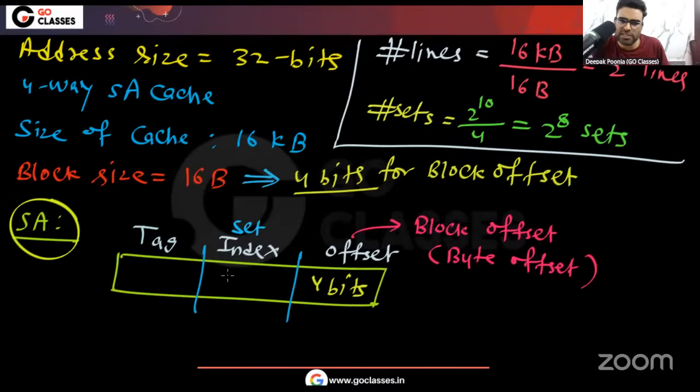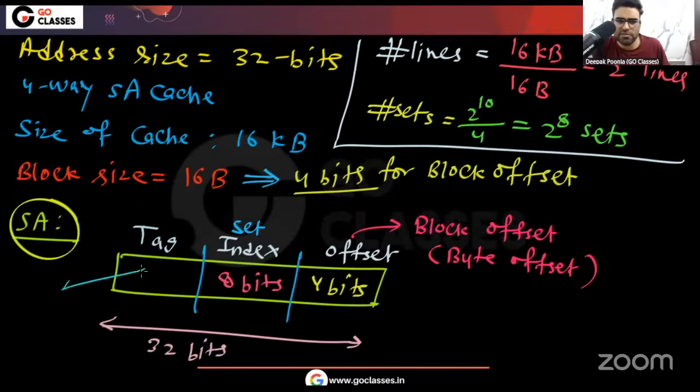So for the set index we need 8 bits. And remember, the address size is 32 bits. So for the tag, how many bits do we need? That will be 32 minus 8 minus 4. 32 minus 8 is 24, and 24 minus 4 is 20. So basically we need 20 bits for the tag.